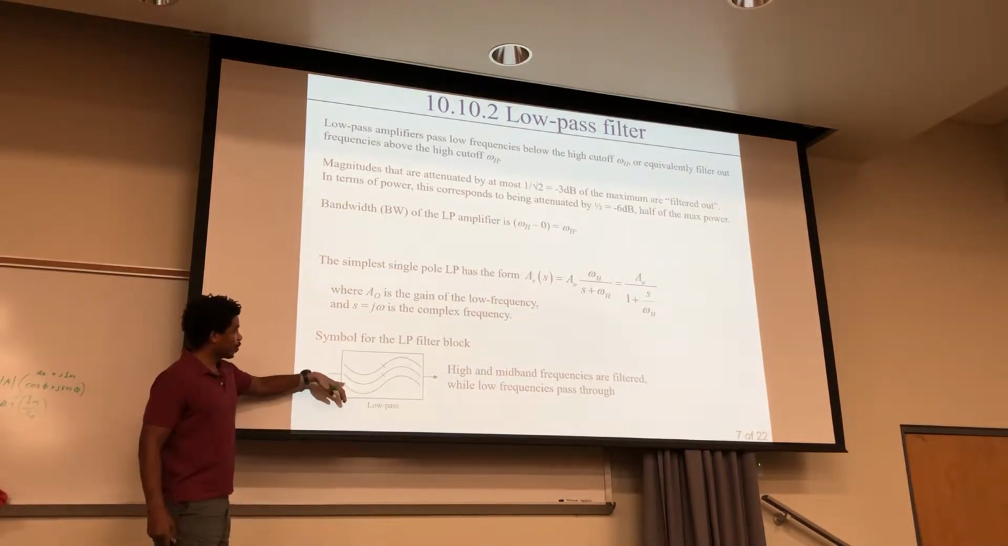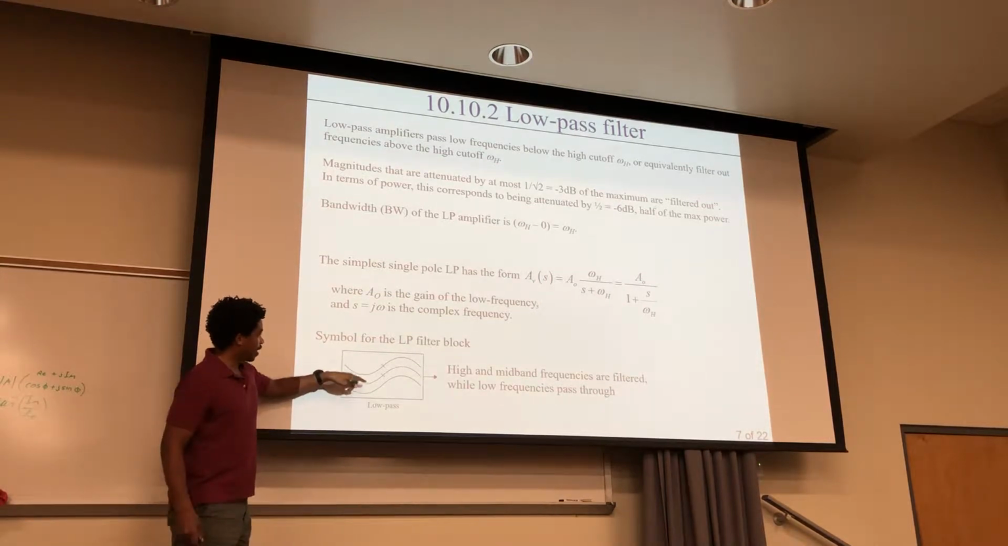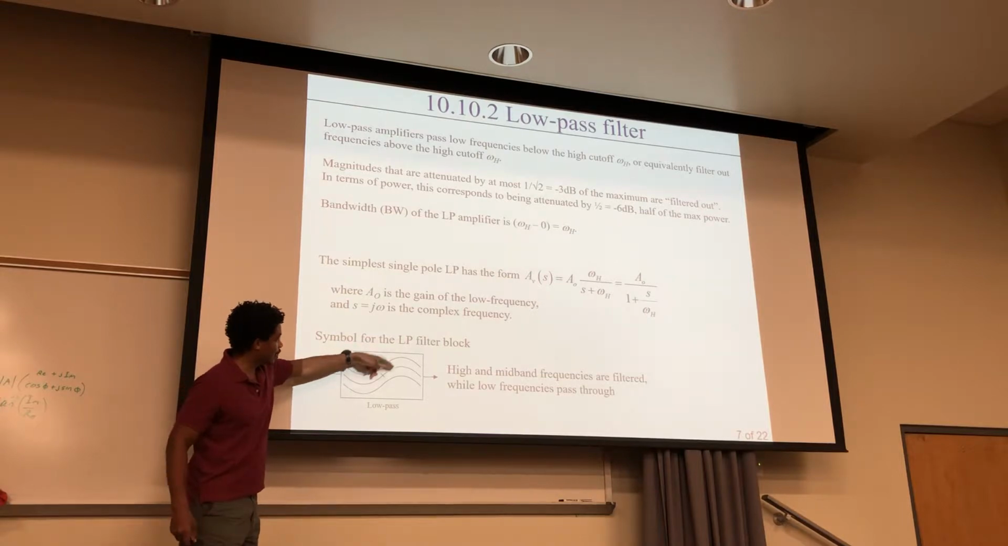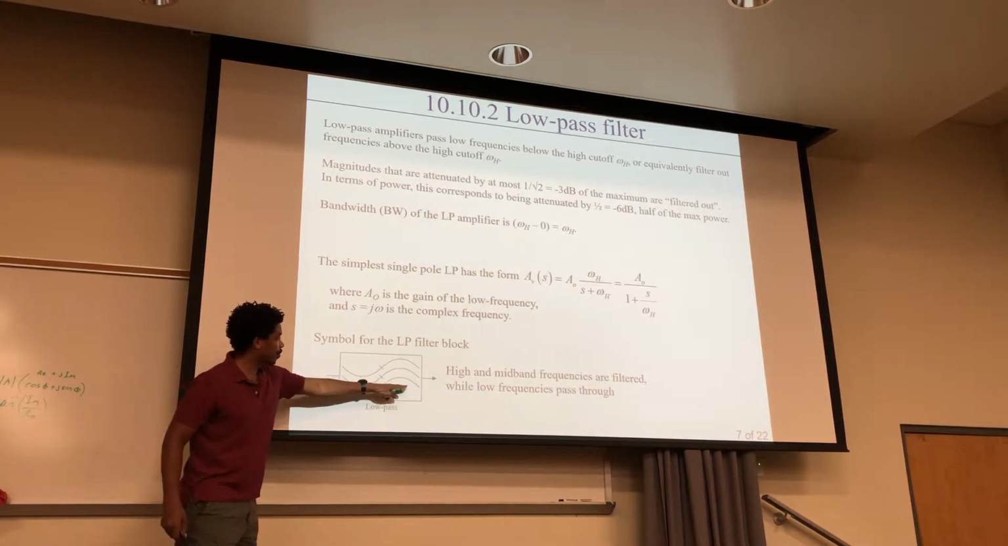And the way you want to look at this is, here's some sinusoids coming in. Here's the high frequency sinusoid. Maybe that's a low frequency, that's a mid band frequency. So these are crossed out, and so only the low frequency goes through. So that's what it looks like.